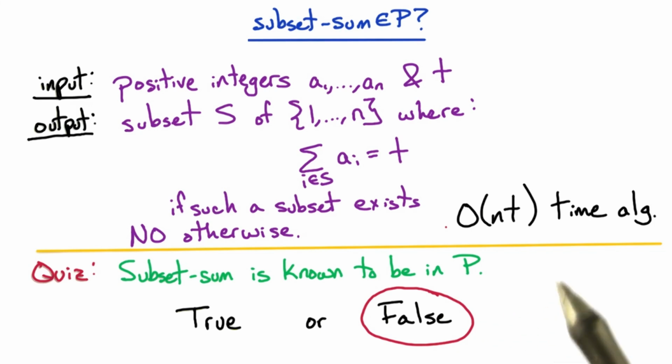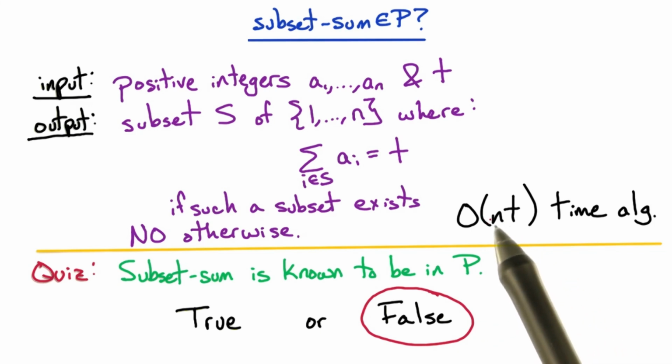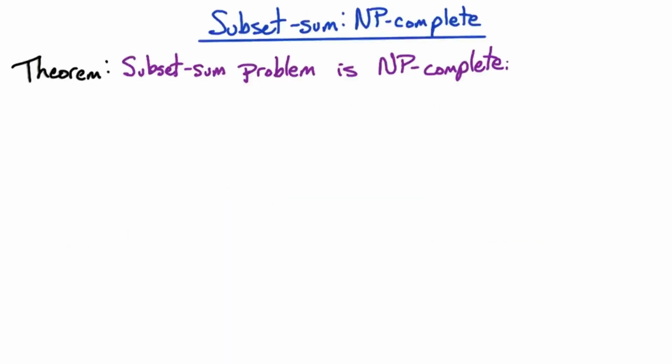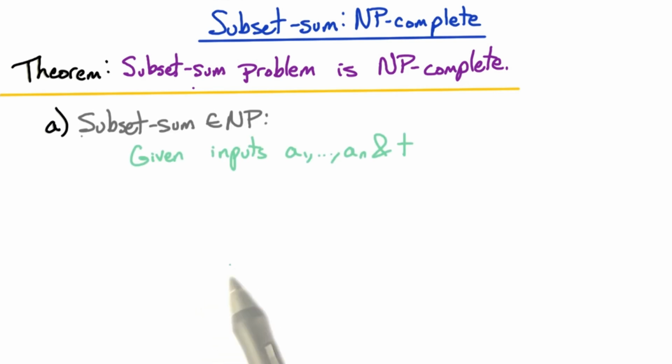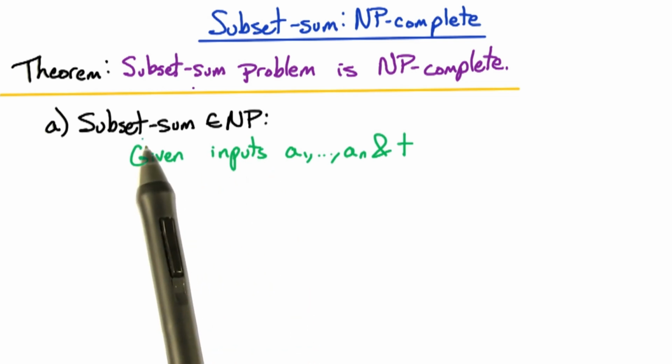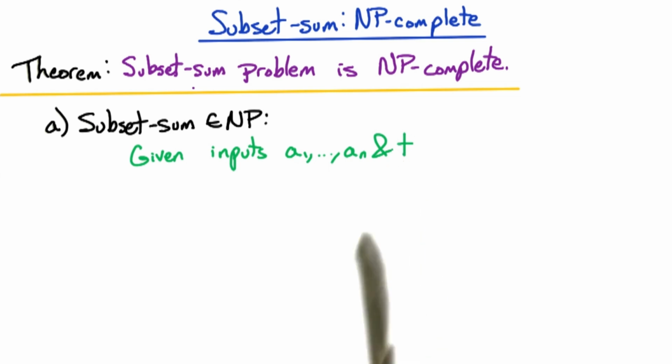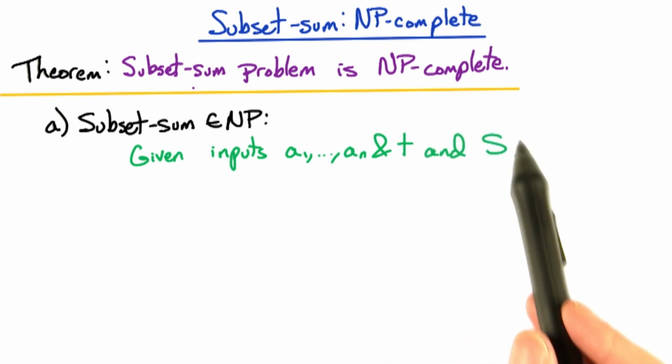To be polynomial in the input size, the running time would have to be n times polynomial in log t. We're going to prove now that the subset sum problem is NP-complete. Again, there are two parts to the proof. First, we have to prove that the subset sum problem is in the class NP. So we take an input instance to the subset sum problem. This is specified by n numbers, a1 through an, and t. And we take a proposed solution, S.